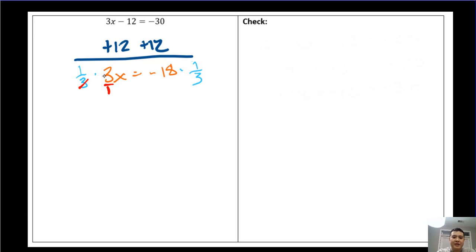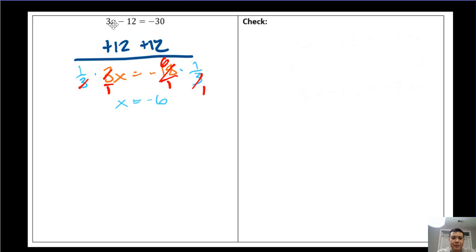We can cross cancel. And here, 3 goes into 18 6 times. So we got negative 6, and 3 goes into 3 once. So therefore, what we get when we multiply across is 1x equals negative 6.